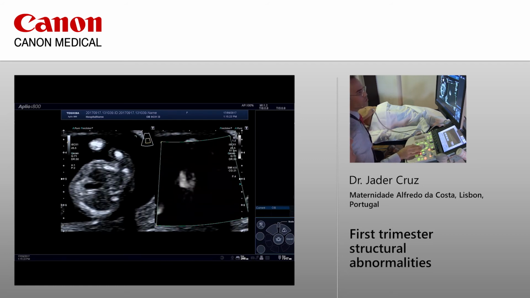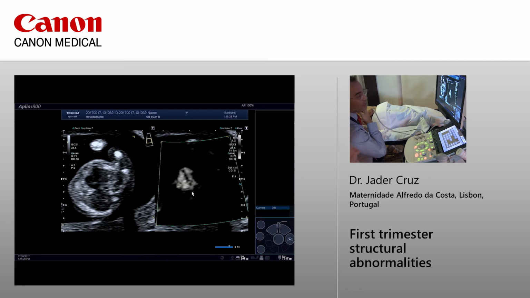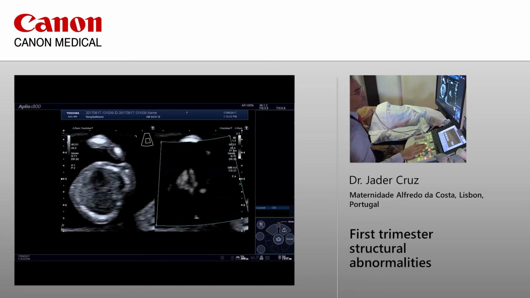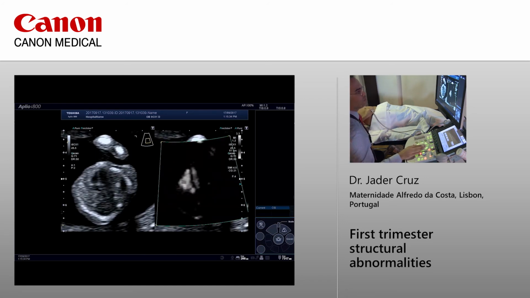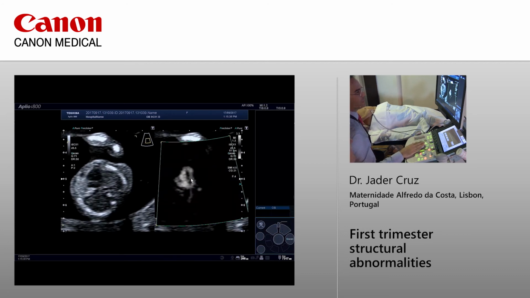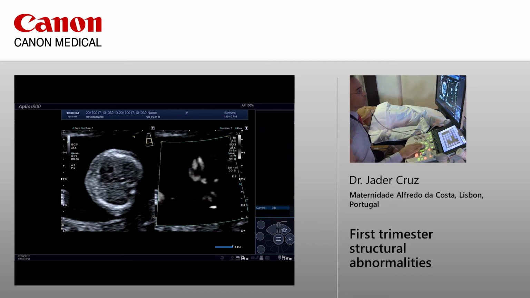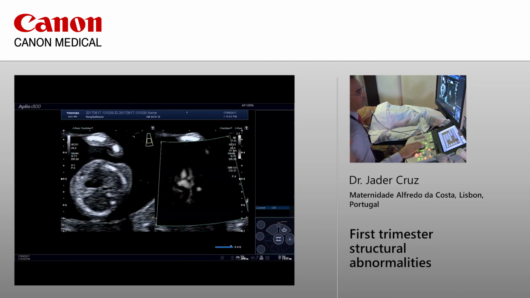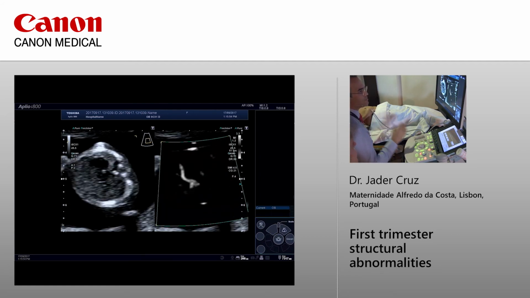You can also see something that we have in the next phase of the study. You can see the pulmonary veins, which is very hard to see usually in the first trimester. And then you move on to the outflow tracts, and you see the aorta right there. That's the beginning of the aorta, and you have a clear and intact connection to the left ventricle. That's very nice for heart assessment.